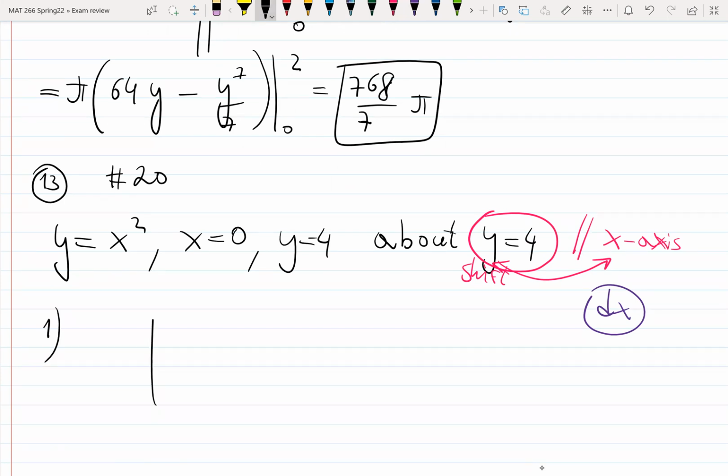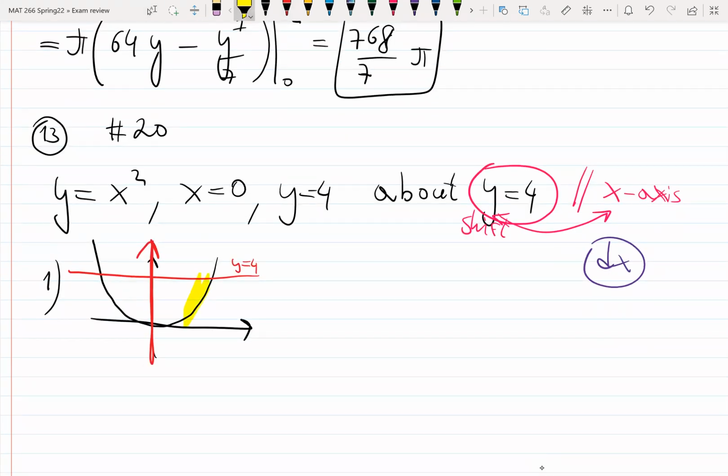Step 1, sketch the picture. Y equals x squared, the best graph to get on the test. X equals to 0, that is the vertical wall over here. Y equals to 4 is the horizontal wall over here. And funny that this is the area they gave us, but also y equals 4 is the axis of rotation. So that's usually my notation like so.